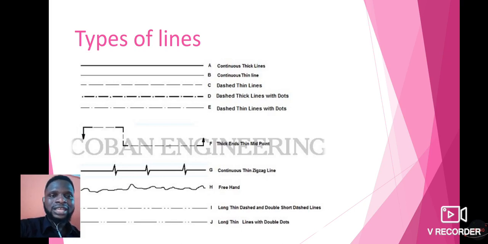So continuous thin lines can be used for general construction. It can be used for projection. It can be used for shading or hashing.